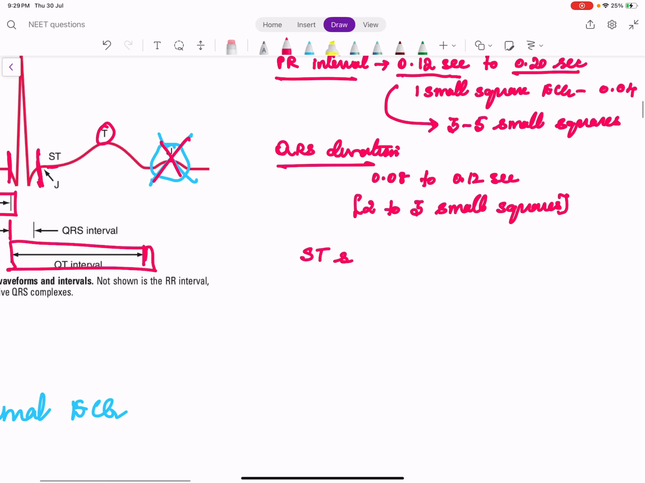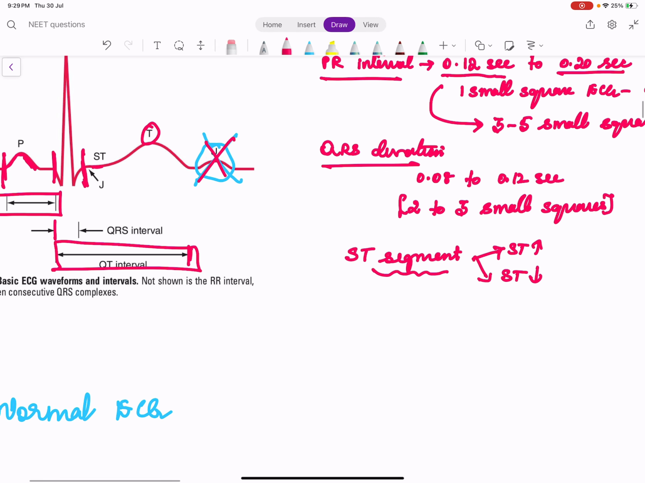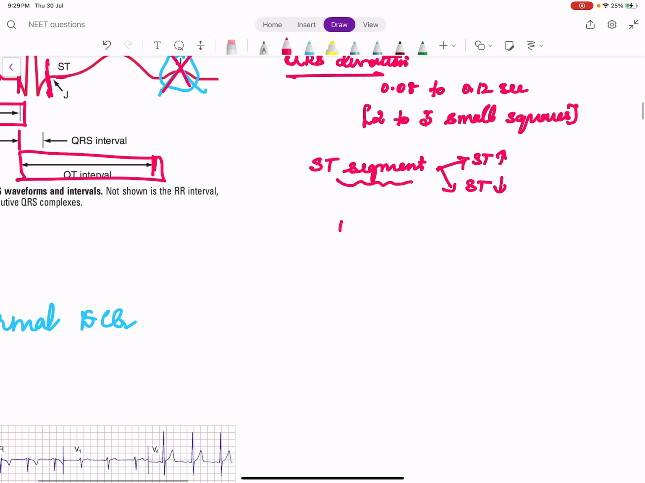ST segment has no measurement to remember, but it is the widow making segment. What we must note in the ST segment is whether ST is elevated or ST is depressed. That's all. It's the main widow making segment. There's a discussion on that too.